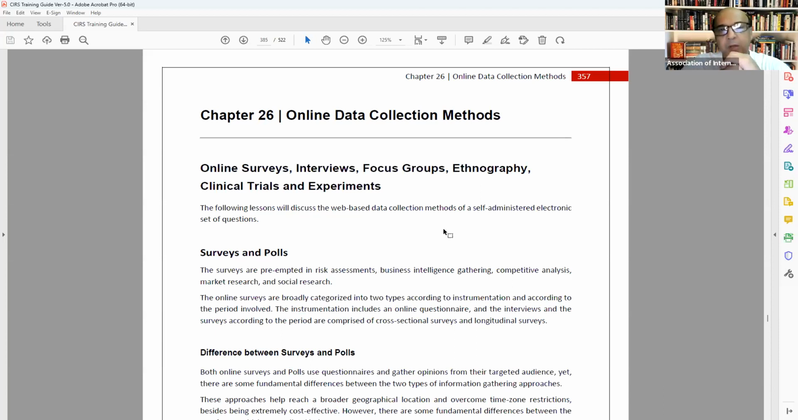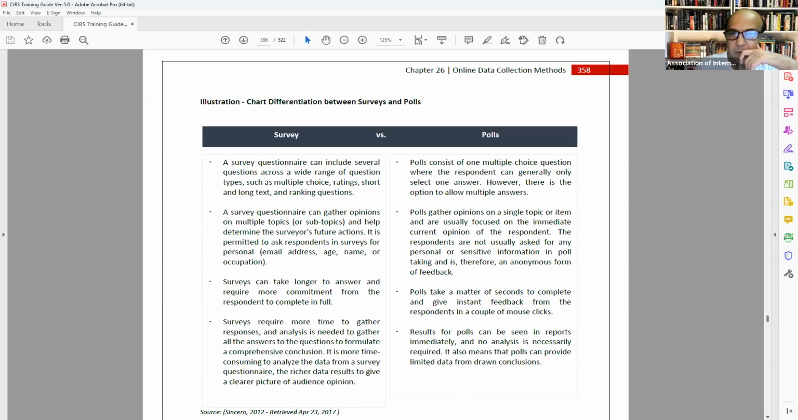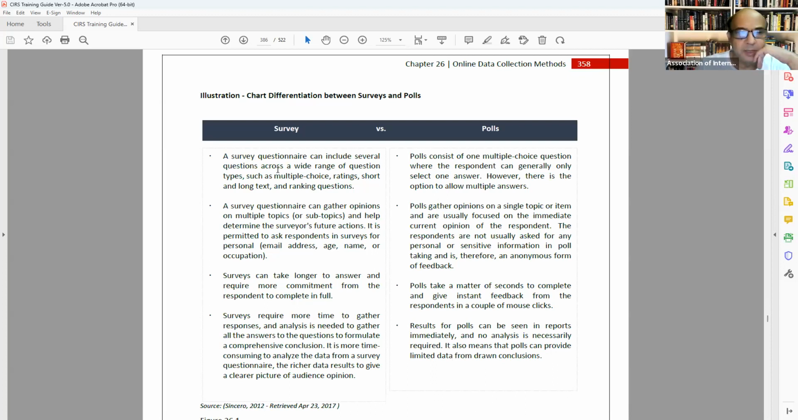In the exam, there could be a chart that they would want you to fill in some of the blanks for, and it is quite common for them to give a chart such as this one. This is page 358, and they like you to differentiate between surveys and polls. You could see that this chart could be useful if you just look at what the differentiators are.